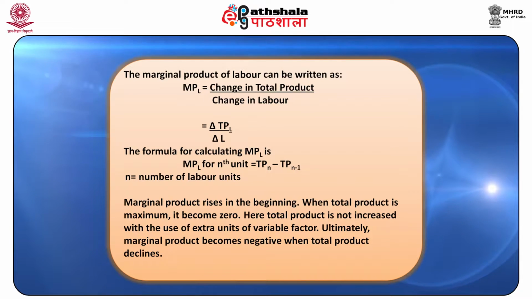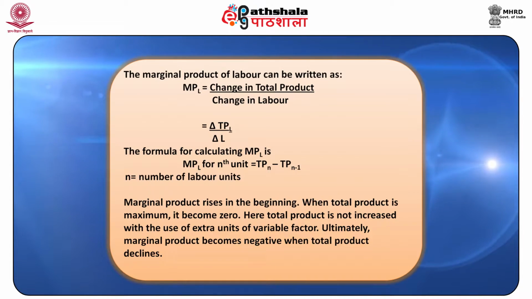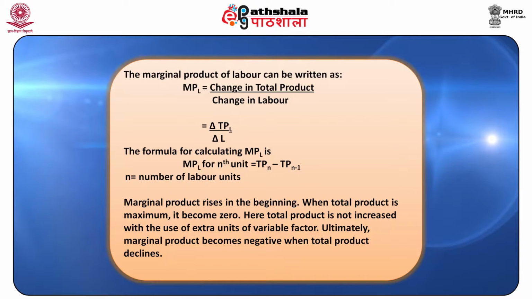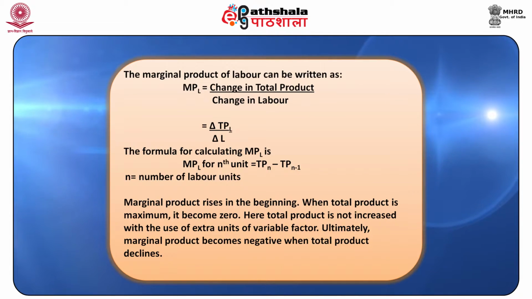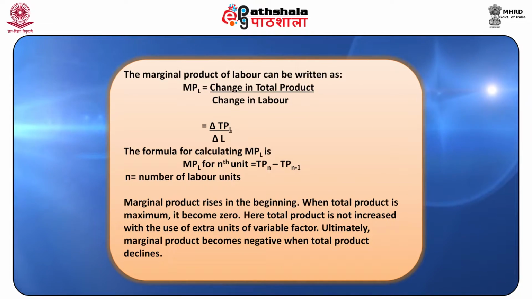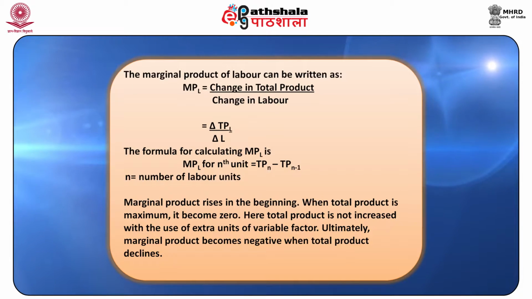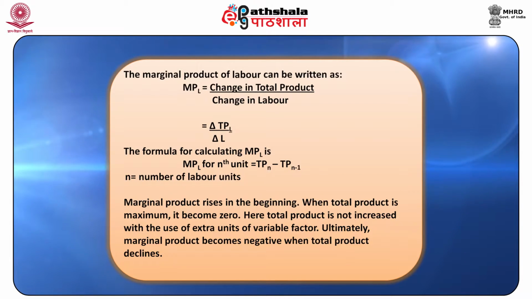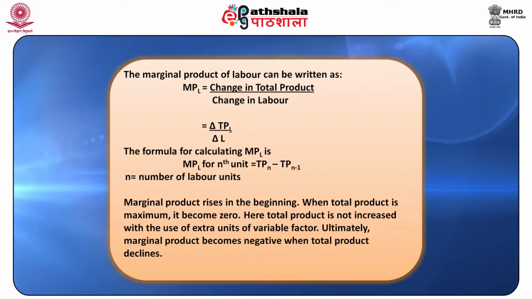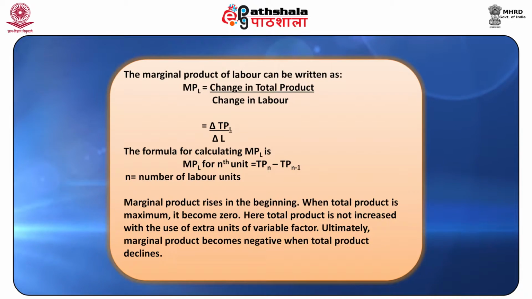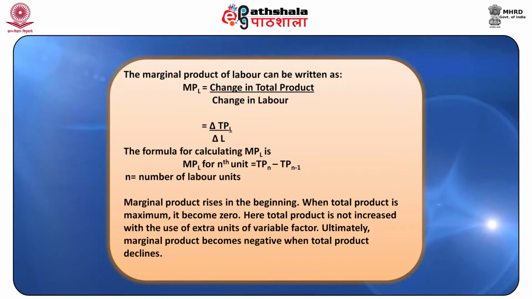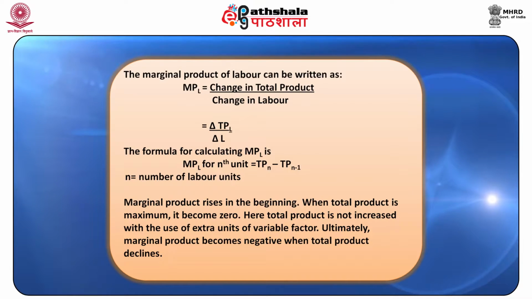The marginal product of labor can be written as MPL is equal to change in total product upon change in labor, which is equal to ΔTPL / ΔL. The formula for calculating MPL is MPL for nth unit is equal to TPn minus TPn-1, where n stands for number of labor units.